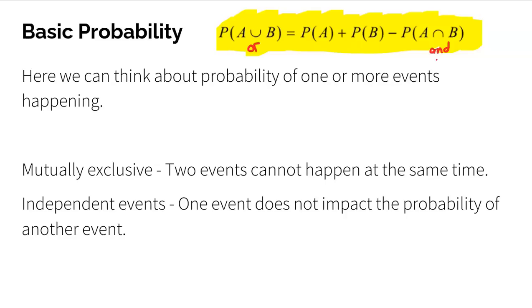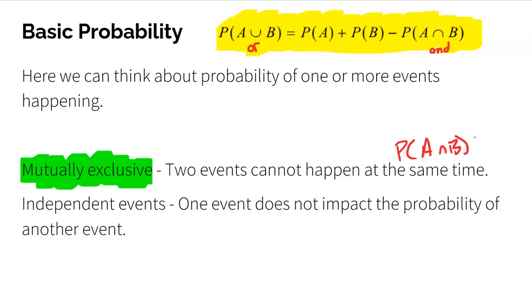When you're dealing with two events, a couple key words here. First is mutually exclusive. Mutually exclusive are two events that cannot happen at the same time. That means the probability of A and B is equal to zero. So if you know for a fact that two events are mutually exclusive, they cannot occur at the same time, then this back part right here, you could turn into a big, beautiful zero.